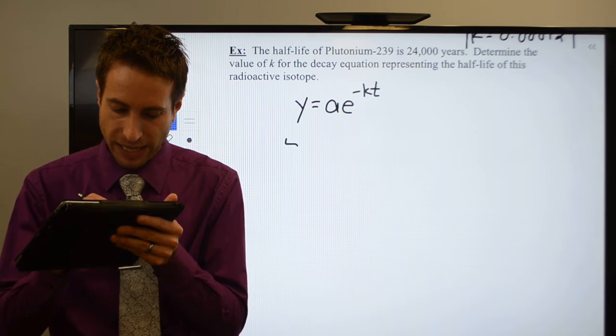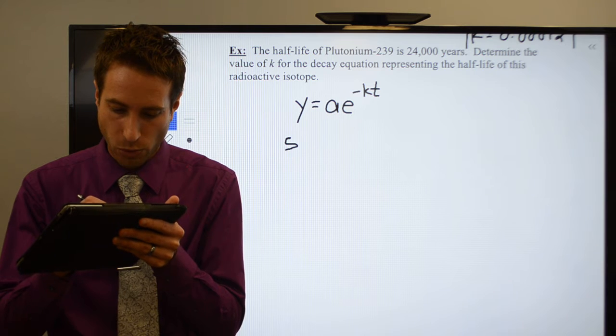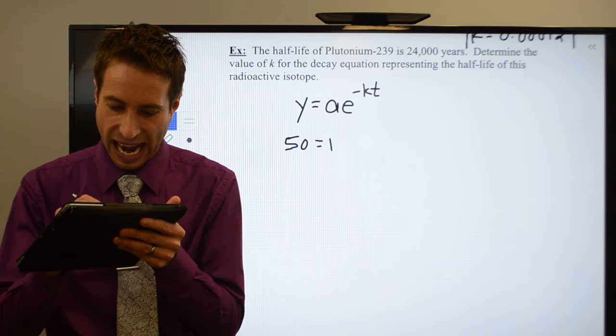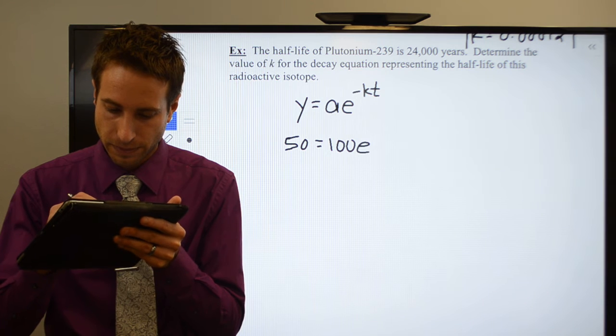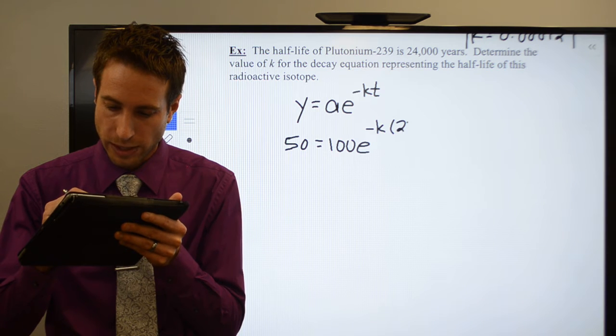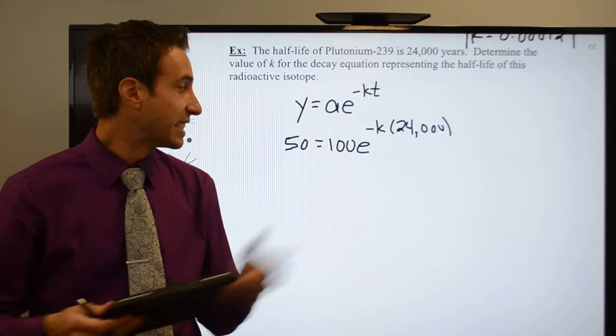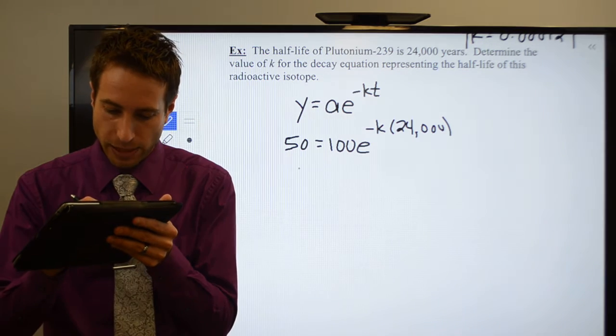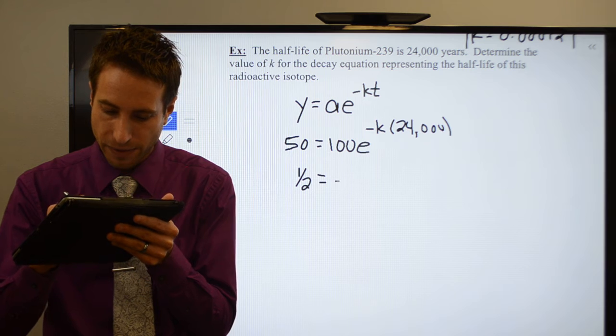So I like 50 and 100 because 100 is an easy number to work with, and 50 is half of it. 24,000. All right, here we go. I divide 100 to the other side. Surprise, surprise, you get 1/2.